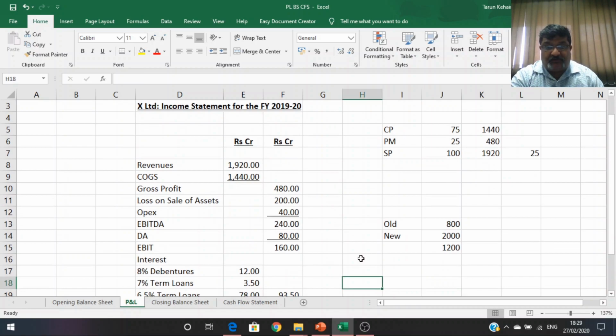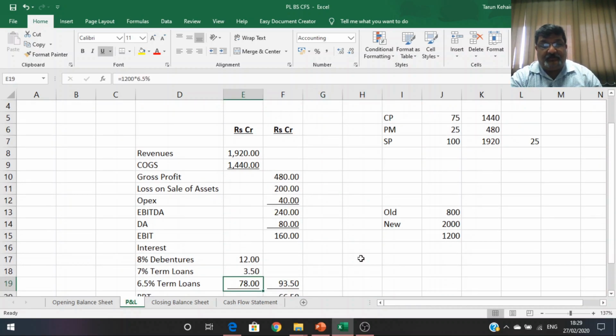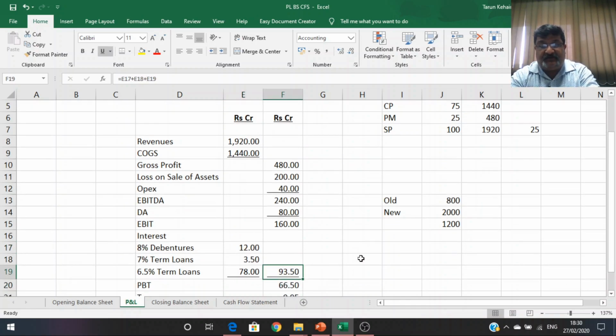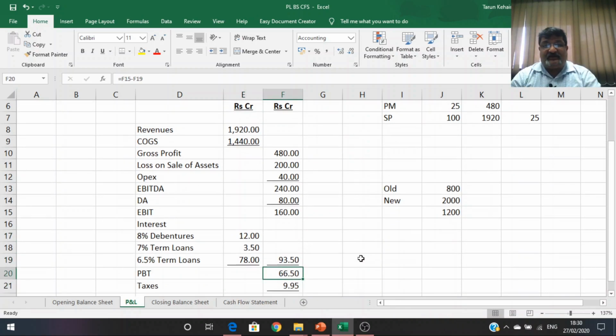So 1200 crores into 6.5% annual interest obligation works out or translates to 78 crores of annual interest. So if you add all these three together, you get an annual interest obligation of 93.5. So if you reduce the interest obligation, you get a profit before tax of 66.5 crores. Now we are left to the provisioning of taxes.